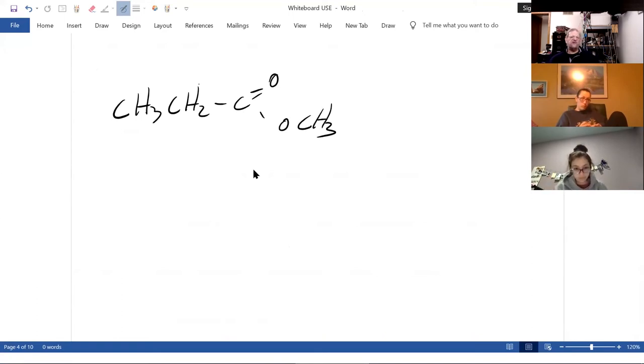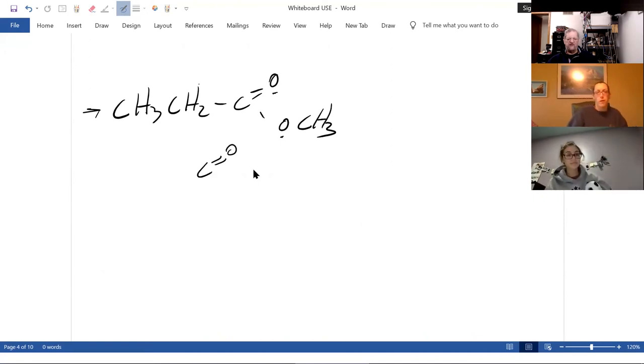Now, let's take a look at this molecule. Everybody can see it on the screen? Good. How do you know what it is? Look for what's different. Ooh, oxygen here, oxygen here. We have a carbonyl, carbon double bond to oxygen. Oxygen here, on this oxygen is R prime, and on the carbonyl we have R. This is an ester.